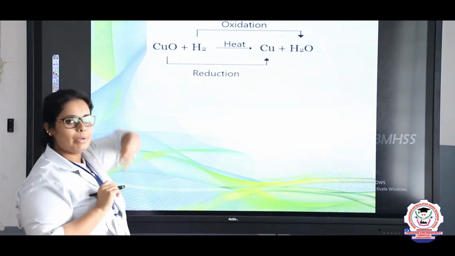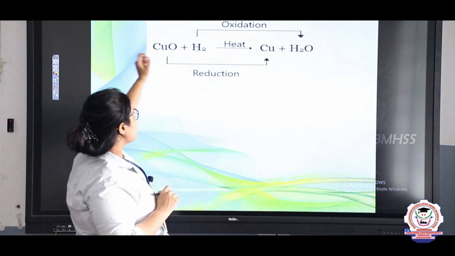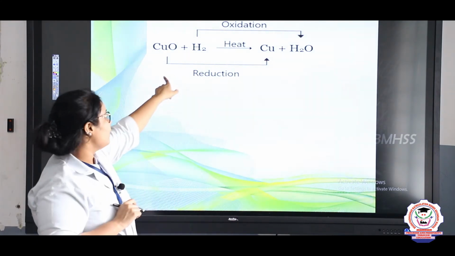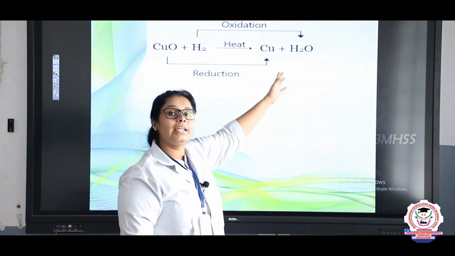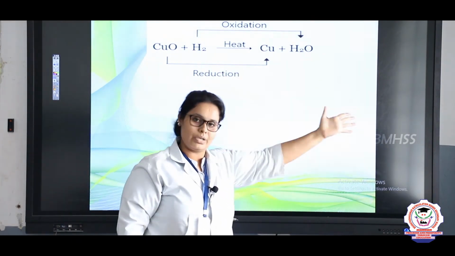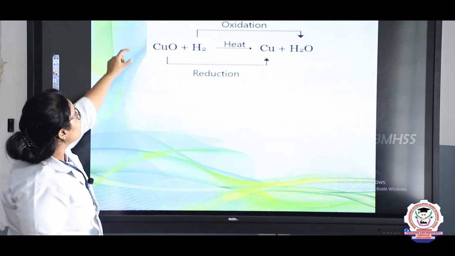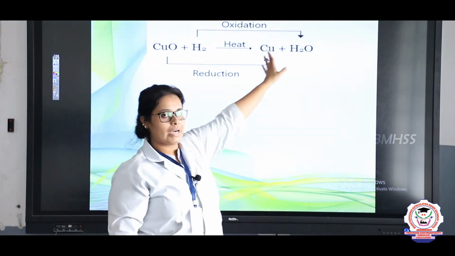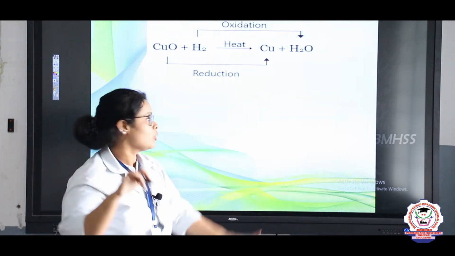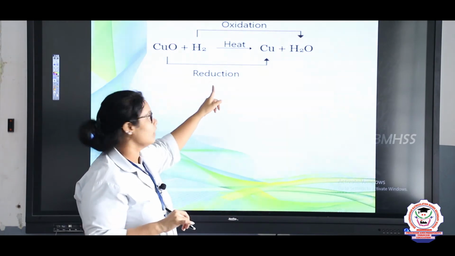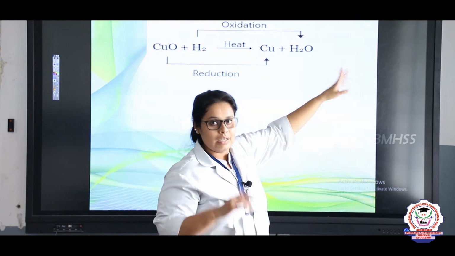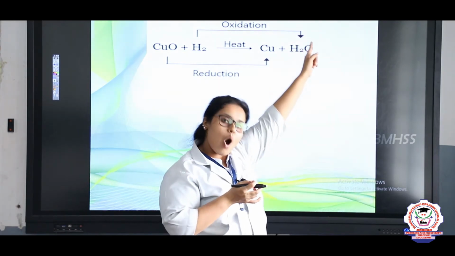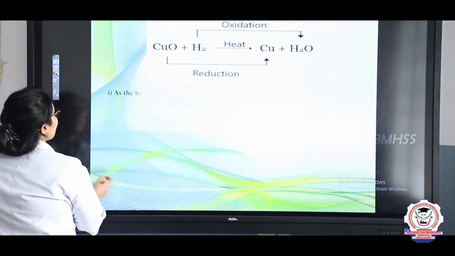Now let's see this one example, okay? Now in this first example, CuO is copper oxide, H2 is hydrogen. When it is heated, it gives copper and water, right? Now here oxygen is getting removed, right? So O minus. So O minus is reduction. Same way in H2O, oxygen is added. When it is added, it becomes oxidation, right?